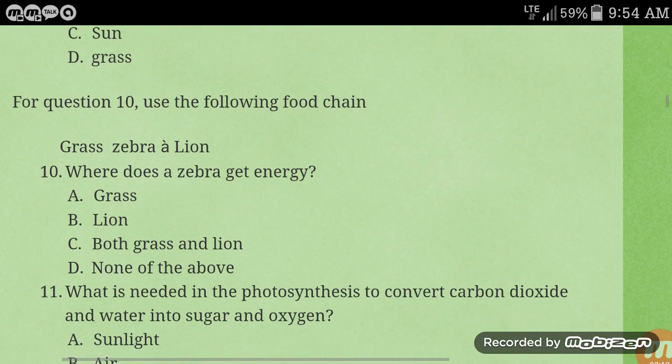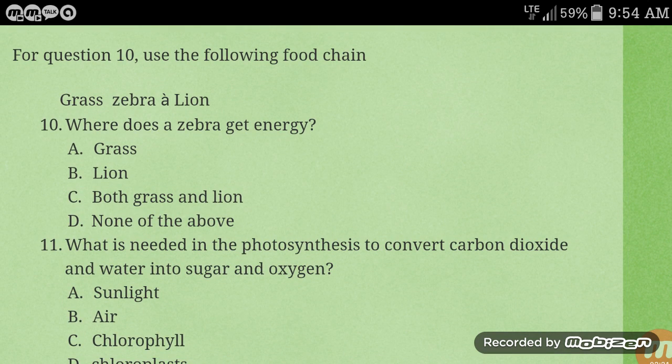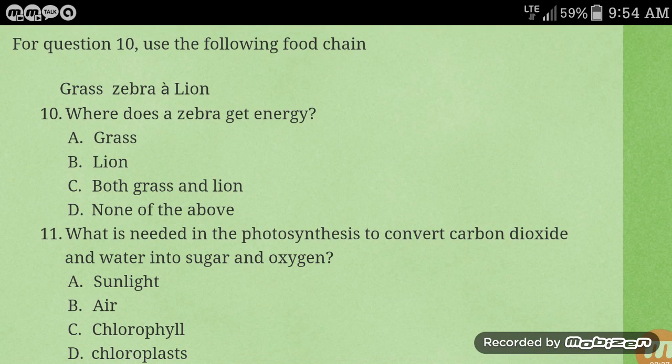Next one, for question 10, use the following food chain. Okay, the arrow here is from grass to zebra and zebra to lion. Okay, so where does the zebra get energy? Of course, it's from the grass.